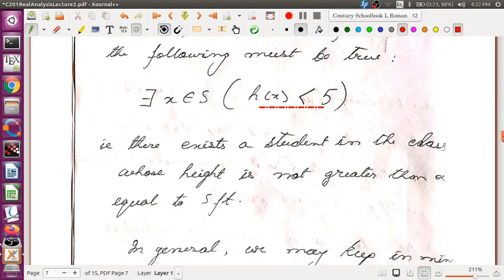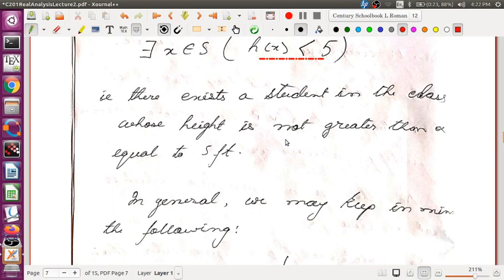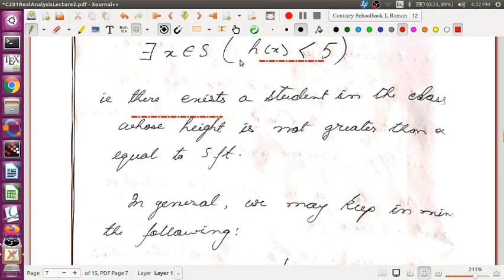Okay, that is, there exists a student in the class whose height is not greater than or equal to 5 feet. So there may exist more than one student also, but existence of only one student which does not satisfy this criteria is enough to conclude that the statement is false, right?